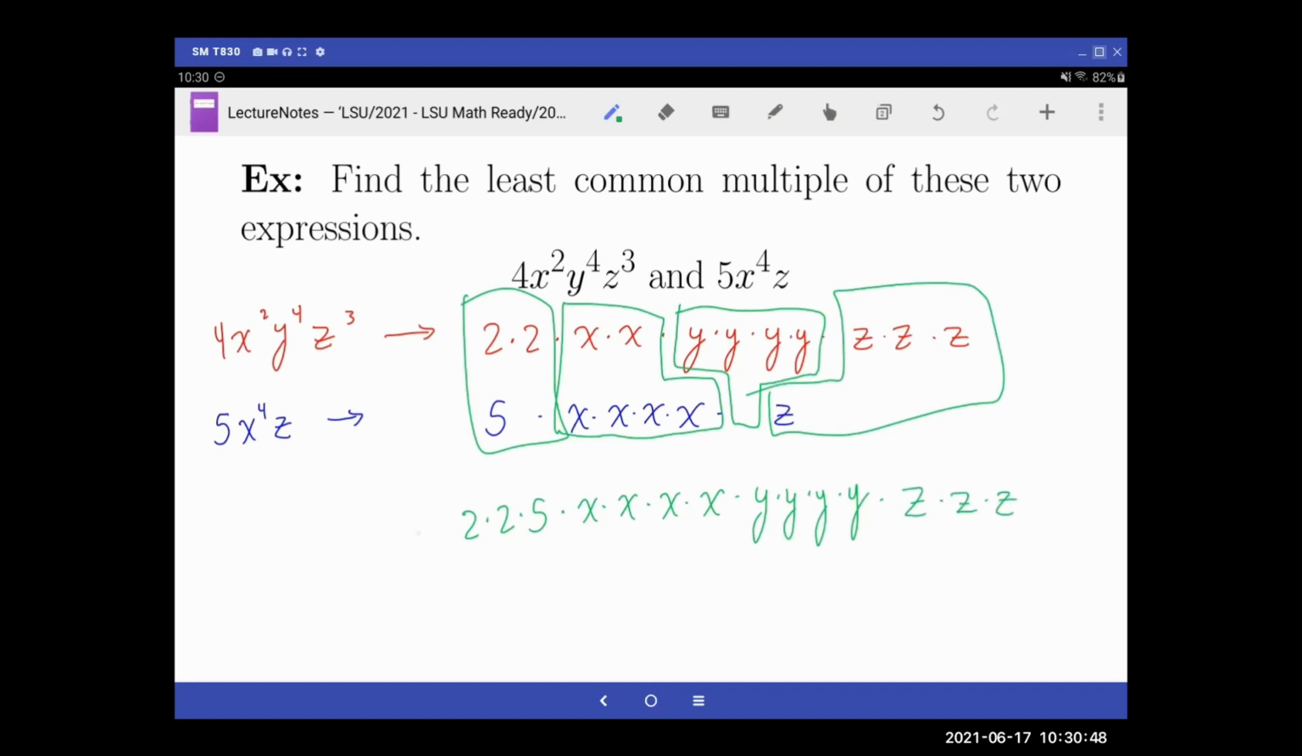Okay, so my least common multiple would be 2 times 2 times 5. 2 times 2 is 4 times 5 is 20. X to the fourth, because I have 4 x's. Y to the fourth, because we have 4 y's. Z to the third. And that would be my least common multiple. All right, so that is this section.